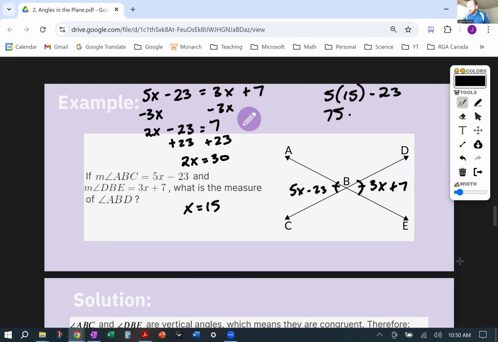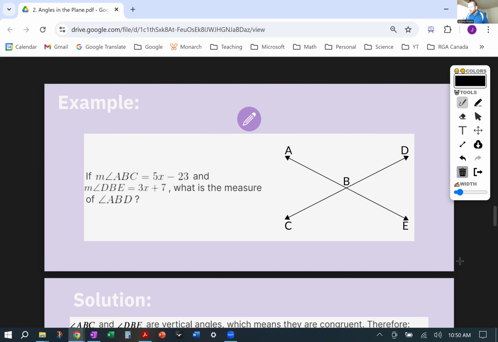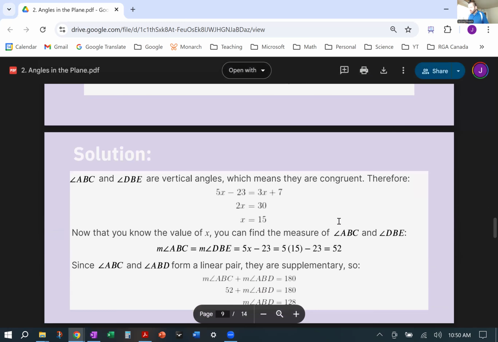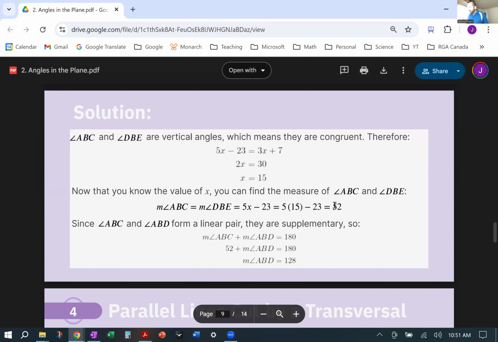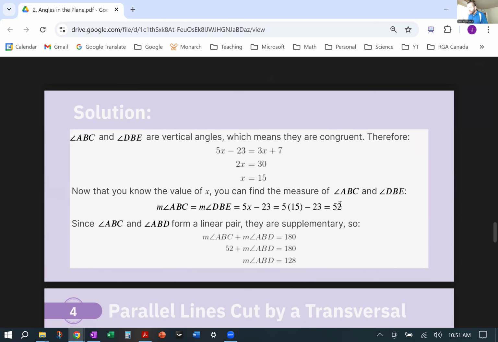We get 75 minus 23. And that gives us 52 degrees. Now that's 52 degrees for that angle. That means this one's also 52 degrees. So our next question, I believe, is going to ask us some other information based on what we just found here. So that's how you find what x is and then what the missing angle is. For the next part, this just has everything written out here. So we have 52 as our final answer.